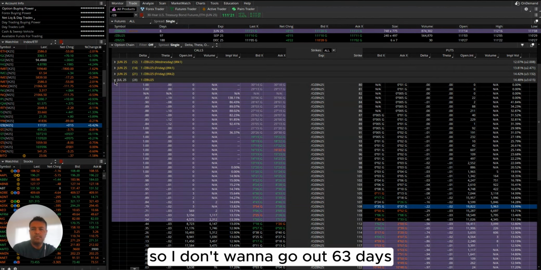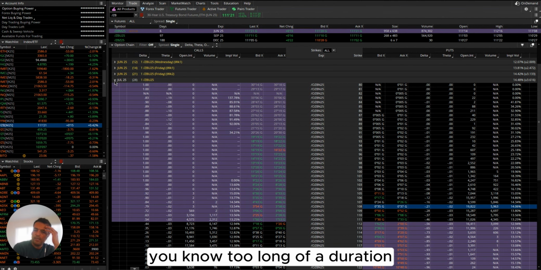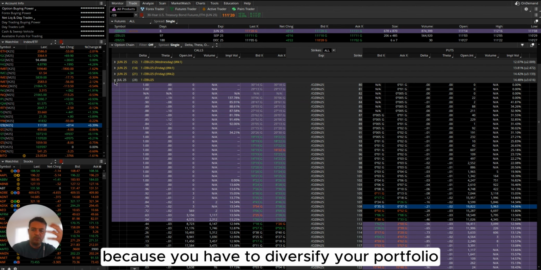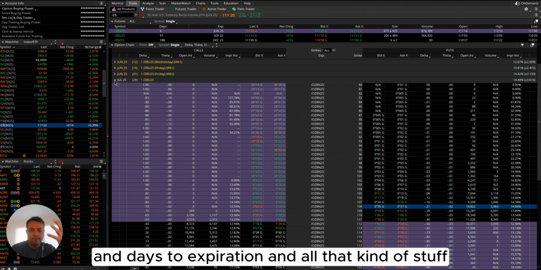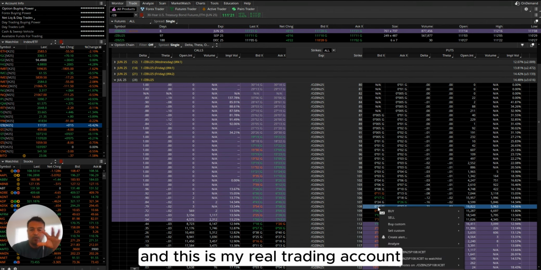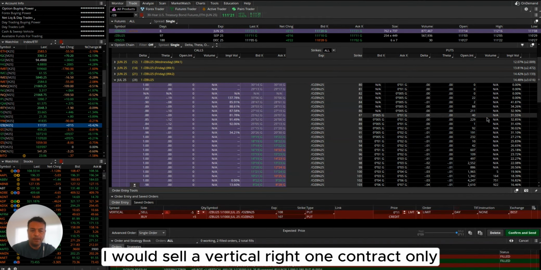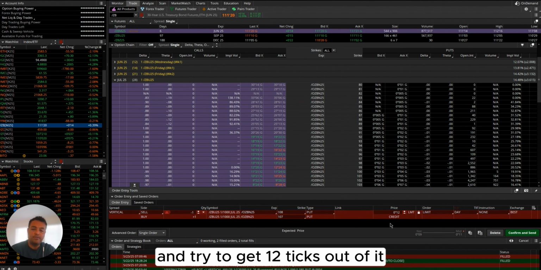I don't want to go out 63 days because that's too long of a duration. I don't want that duration in my portfolio right now because you have to diversify your portfolio based on duration, your underlying tickers, volatility, expiration cycles, days to expiration and all that kind of stuff. So I will take a trade in 28 days, and this is my real trading account. I would try and put this order in, see if I get filled. I would sell a vertical, right? One contract only. I'm not layering up here at all, and I'd try to get 12 ticks out of it.